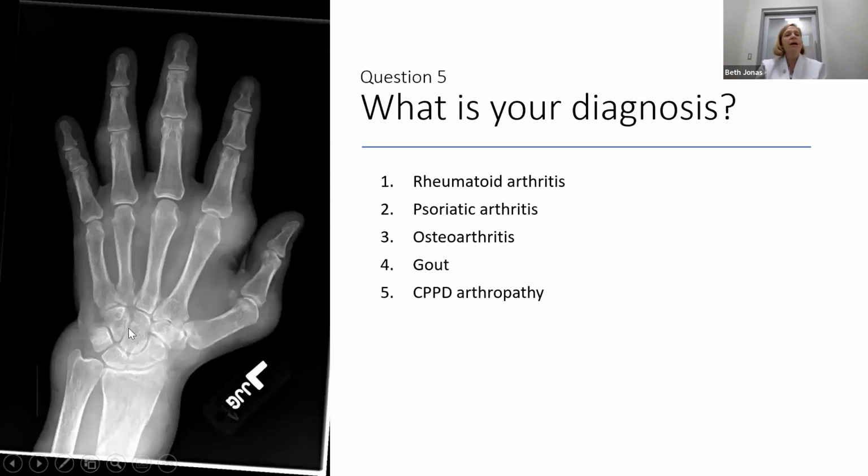Okay, question number 5. What is your diagnosis? Is this rheumatoid arthritis? Is this psoriatic arthritis? Is this osteoarthritis? Is this gout or CPPD arthropathy?